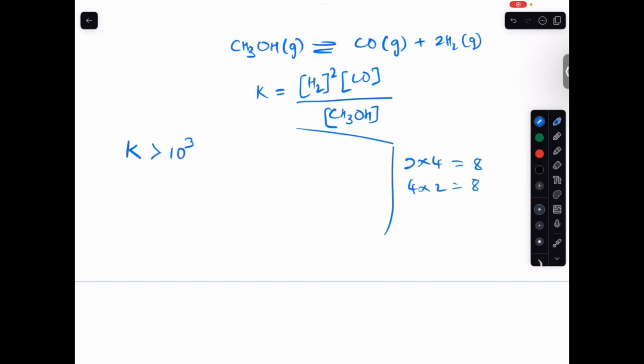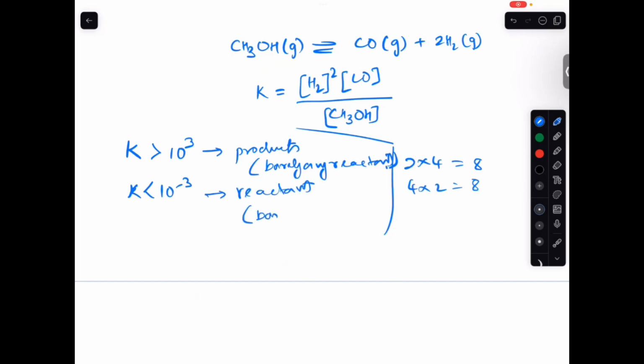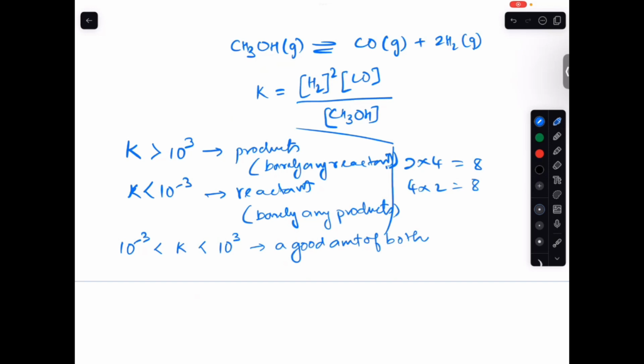But basically, if it's over 10 to the 3, okay, then what that means is you have essentially products with barely any reactants. But if K is less than 10 to the negative 3, you have essentially reactants with barely any products. And when K is in between 10 to the 3 and 10 to the negative 3, then you have a good amount of both. Okay.